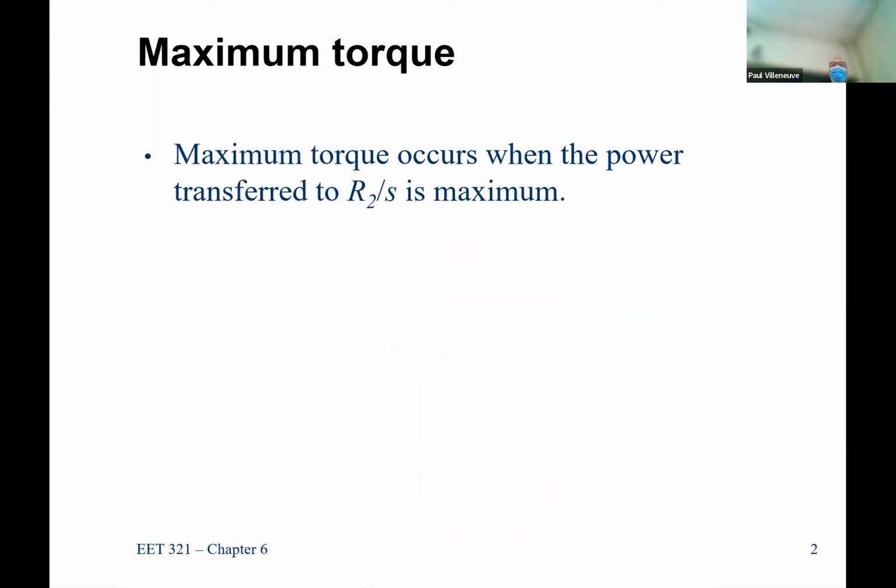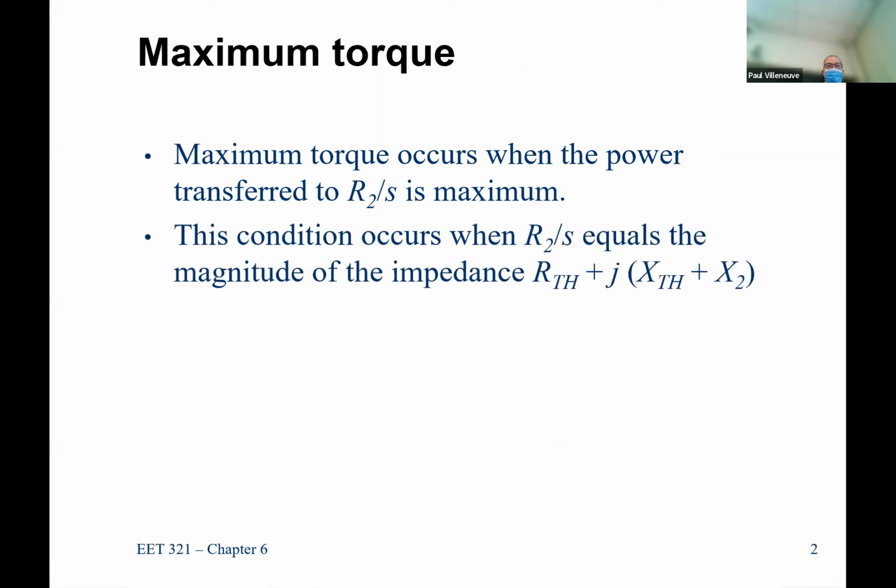So let's get back to our conversation about torque. We still have a few minutes. So max torque occurs when the power transferred to R2 over S is at a maximum. Another way to say max torque is max power transfer. That's all it is. We're doing max power transfer. And max power transfer occurs when the Thevenin equivalent impedance, when we're looking on the stator side, and our stator equivalent impedance matches our value of R2 over S.